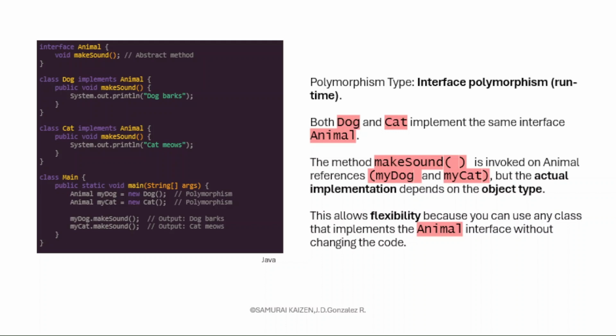So, the type of polymorphism that is occurring here is interface polymorphism. Runtime. Both Dog and Cat implement the same interface Animal. The method makeSound is invoked on Animal references, myDog and myCat, but the actual implementation depends on the object type. This allows flexibility because you can use any class that implements the Animal interface without changing the code.